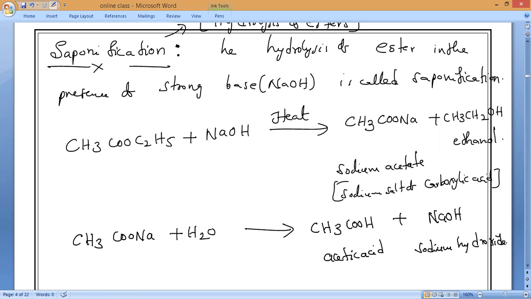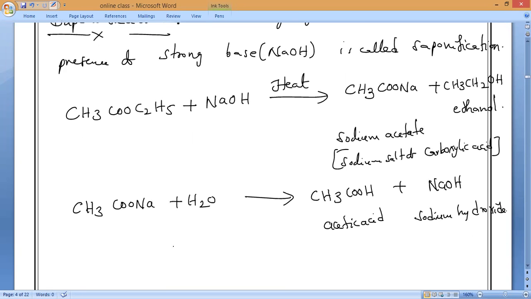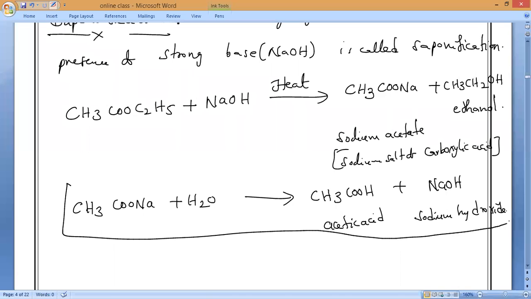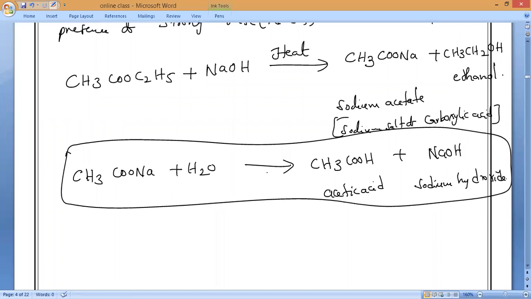Clear? Any doubt? That is the reverse reaction. What reaction is this? Check it, everybody. It is the reverse reaction of something. Neutralization reaction. That is what you have to remember. The soaps we use in our daily bathing and all, this equation is used for manufacturing purposes.